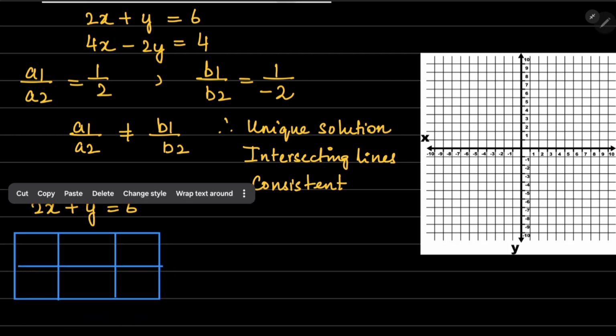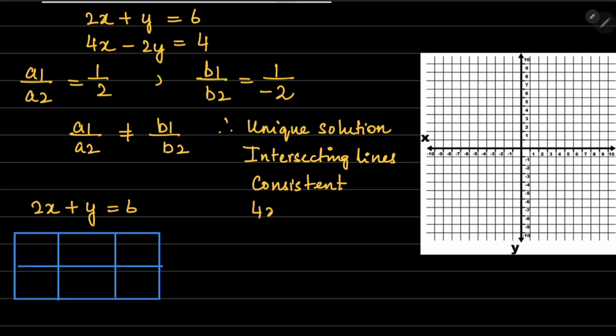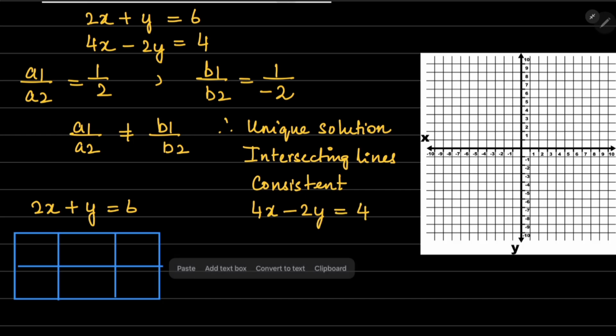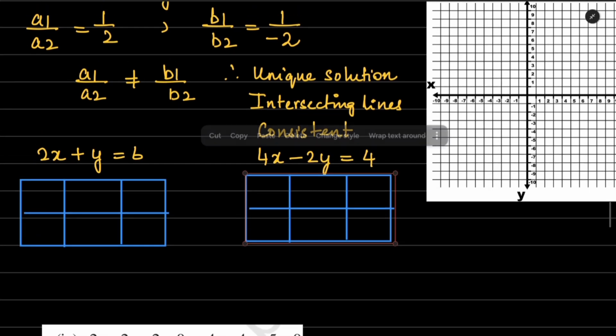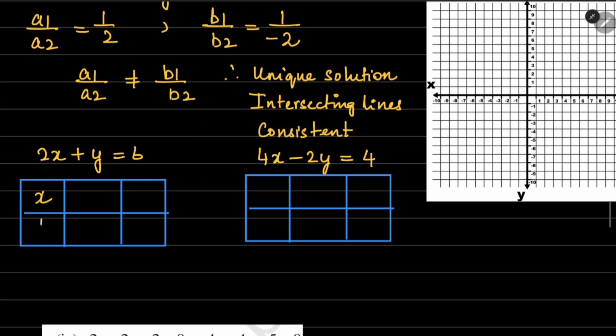Right? And the second equation is nothing but 4x minus 2y equal to 4. So for different values of x and y, we have to find the points x comma y. Okay. So for the first one, if your x is equal to 0, what is your y? Y will be 6. If your x is equal to, what can I take? Yeah, if your x is 1, in that case, what will be your y?